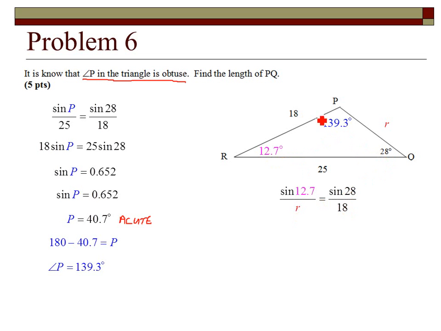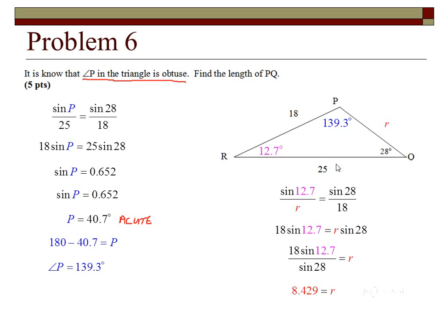Notice I used the 28 and 18 because I know those ones I didn't round. This is a rounded answer, so it would still work. It's just that you're possibly adding an error into your problem. Okay, cross multiply, divide by sine of 28. When I evaluate it, I get 8.429. So if you said it's 8.4, that would have been fine.